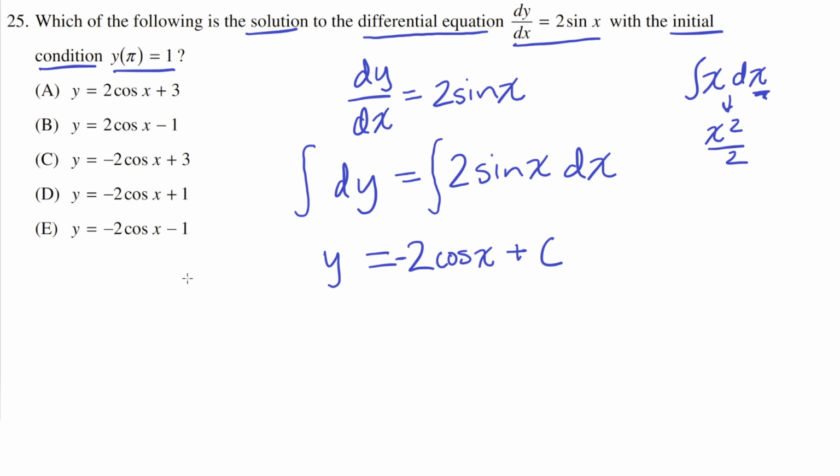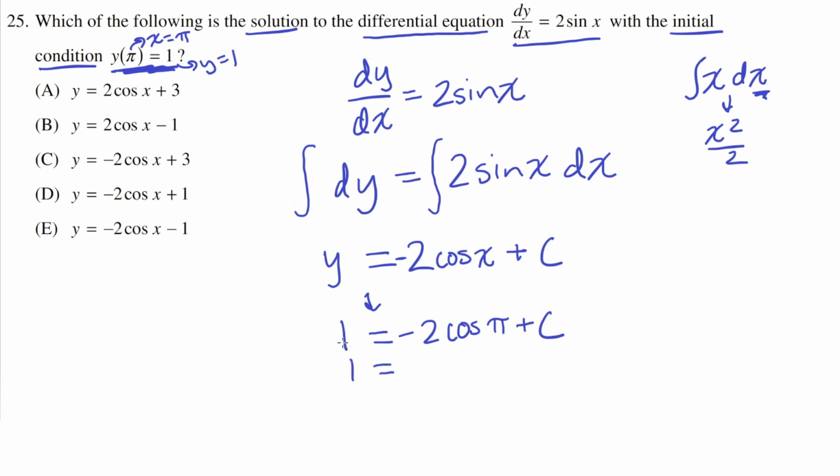But what we need to do now is plug in our initial condition that when x is equal to pi, y is equal to 1. That's what y of pi equals 1 means. So we're going to plug in the value of 1 for y and a value of pi for x. So we'll have negative 2 cosine of pi. And this will allow us to solve for this c term, because we've substituted in values for x and y. So now we can solve for what value of c makes this true.